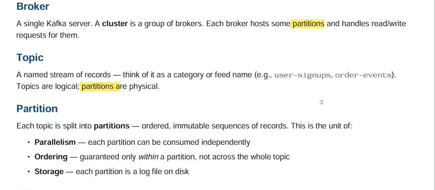Okay, so each topic is split into partitions, like orders, a mutable sequence of order records. This is the unit of parallelism: each partition can be consumed independently. Ordering is guaranteed only within the partition, not across the whole topic. Storage: each partition has a file on the disk. So partition, as the name suggests, means we are partitioning the data.